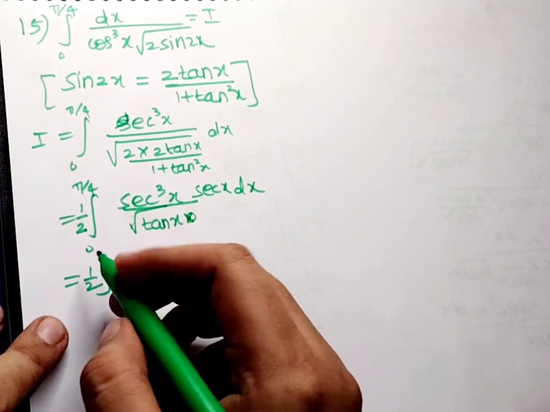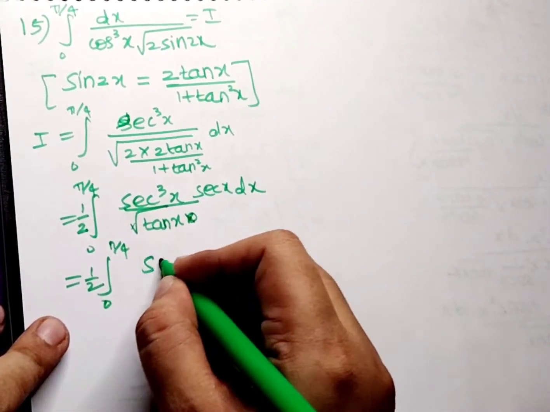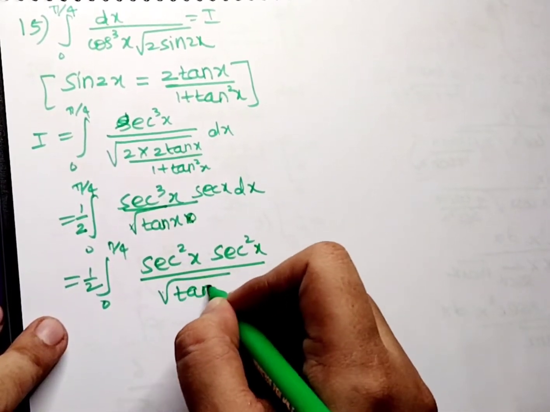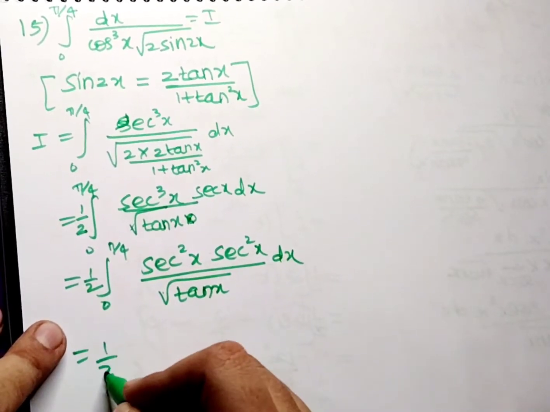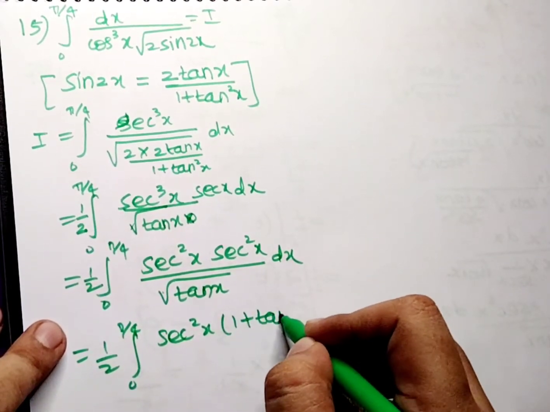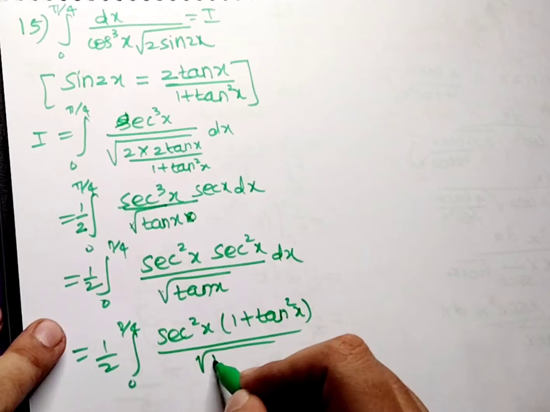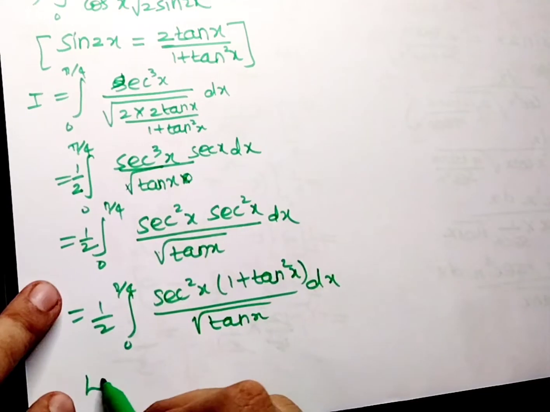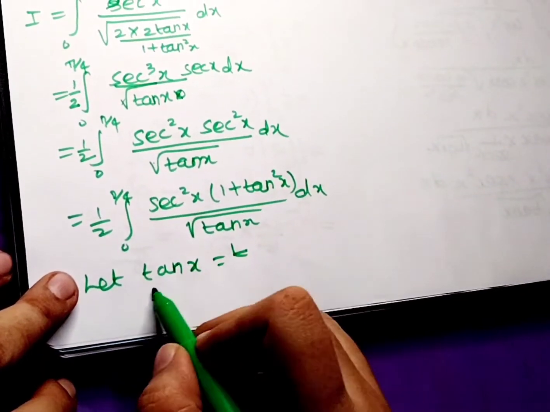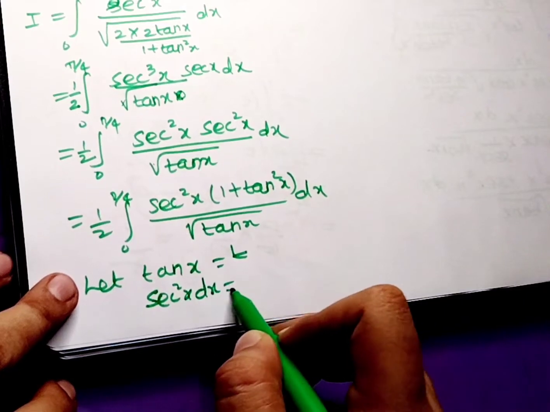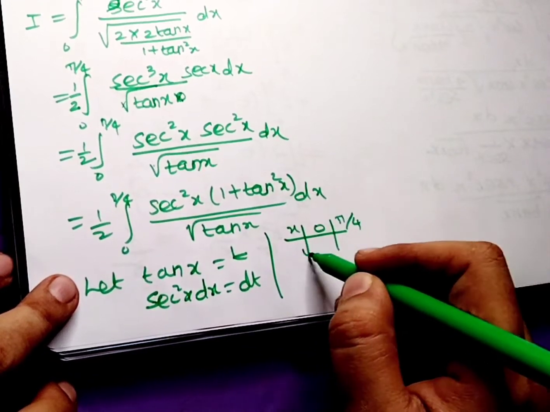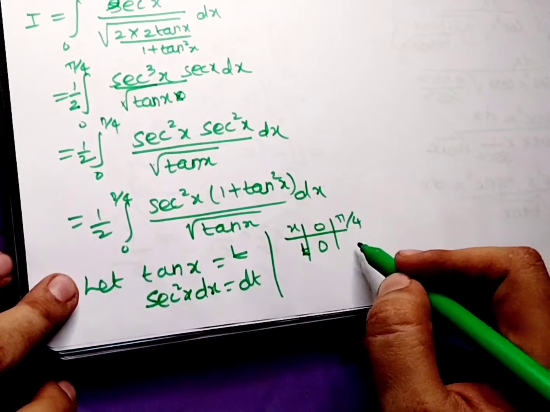Now splitting the secant power 4 x as secant square x into secant square x, and for one term we will replace the trigonometric identity. So 1 by 2 integral 0 to pi by 4 secant square, one term as it is, one term as the trigonometric identity, and we will make use of the substitution method. So we will take tan x as t, differentiating both sides with respect to x, so secant square x dx equals dt. We can also change the limits. So x is 0 to pi by 4, so t: tan 0 is 0, tan pi by 4 is 1.